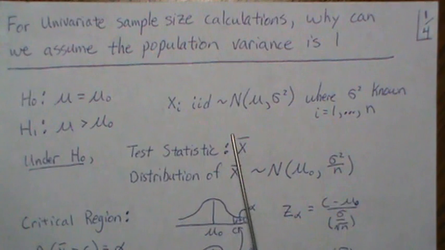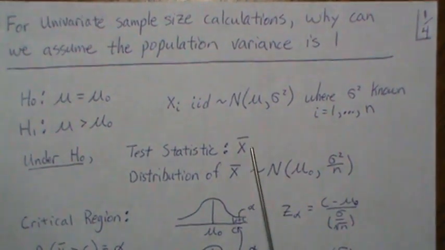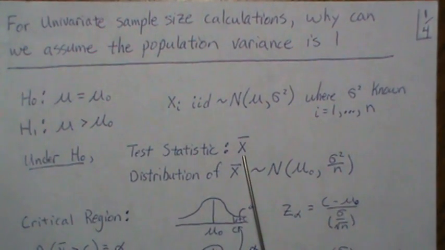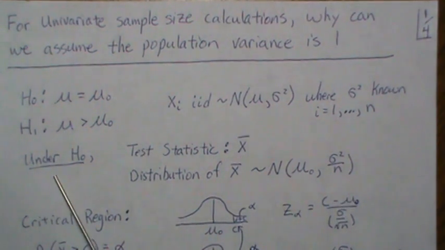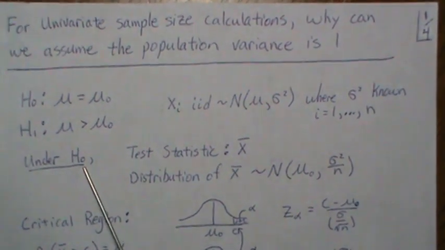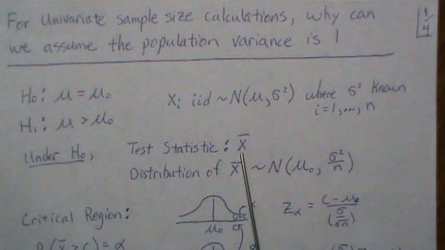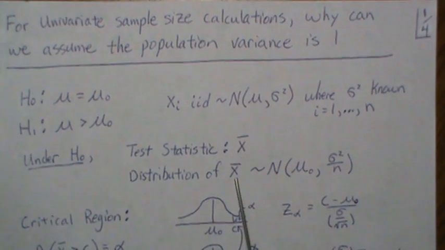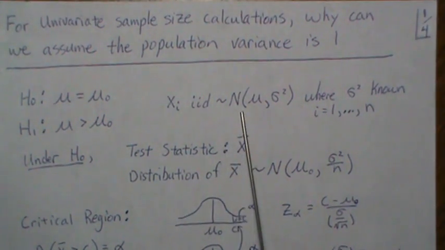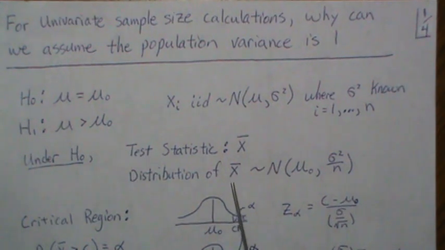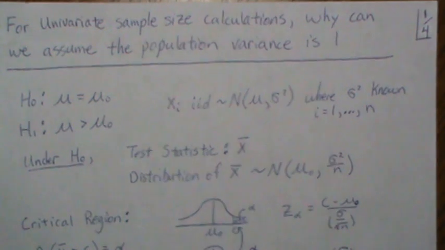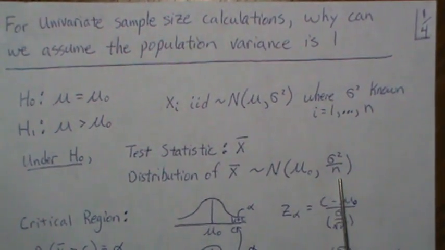So what we do is we have to know what the distribution of our test statistic is under different scenarios. So we say under h naught, so that means we assume that mu is equal to mu naught, and then we find the distribution of our test statistic. Well, the sample mean is a linear combination of normal random variables, so itself is a normal random variable. So the distribution of x bar is normal with mean mu naught, right? Because we're under the null, and the variance is sigma squared over n.